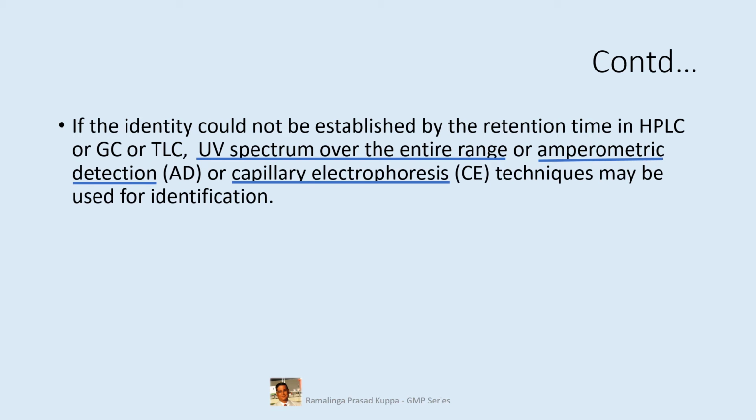The absorbance spectrum obtained gives details of the absorbance of a compound at different wavelengths. With the intensities of the absorbance at any wavelength, the details can be used to establish the chemical structure of the molecule. Amperometric detection or capillary electrophoresis techniques are also used sometimes to establish the identity of the compound.